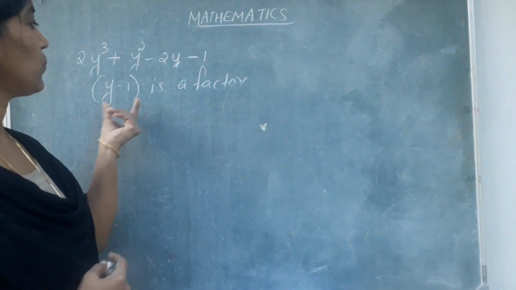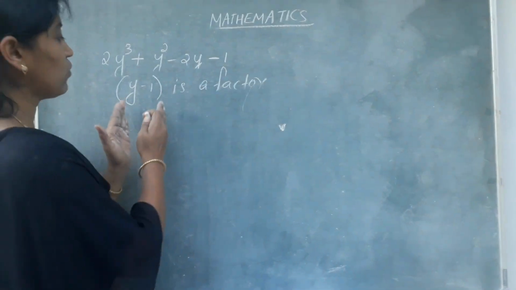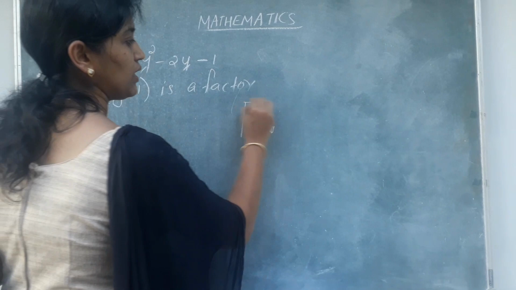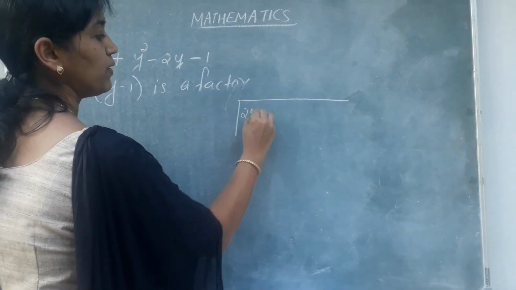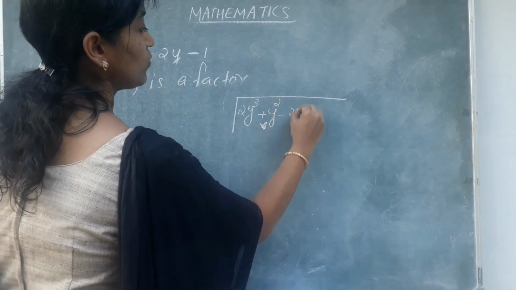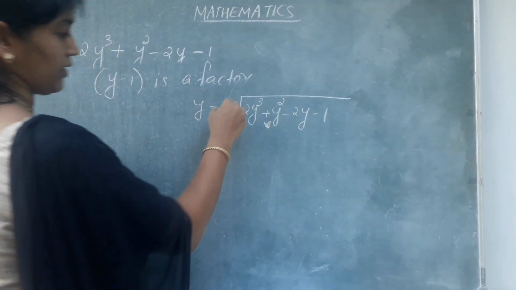So we got here y minus 1 is a factor. Now what is the next step? Take y minus 1, divide this polynomial. So we will take 2y cube plus y square minus 2y minus 1. We will divide by y minus 1.